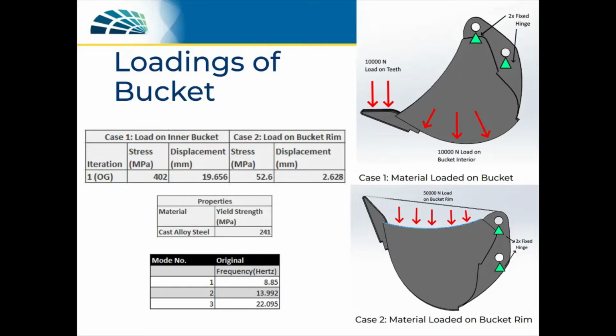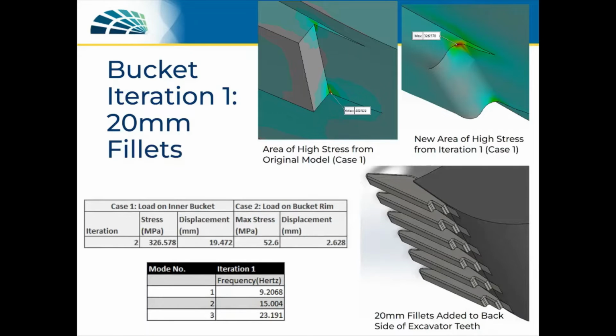The stress, displacements, as well as the first three modes of vibration are shown for the original model. As you can see, stress exceeds the yield strength of the material, and further iterations will focus on tackling this issue. For the first iteration, 20mm fillets were added to the underside of the teeth. Before, there were sharp edges that produced a high amount of stress. Once the fillets were added, the max stress was reduced by around 70 megapascals for the first case.